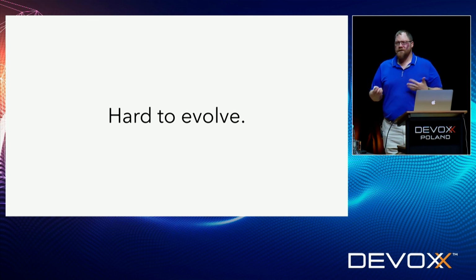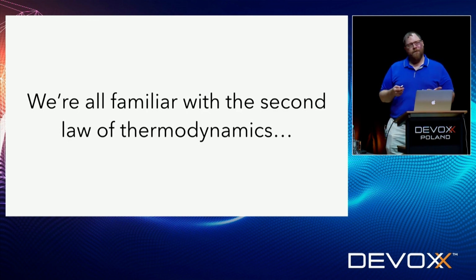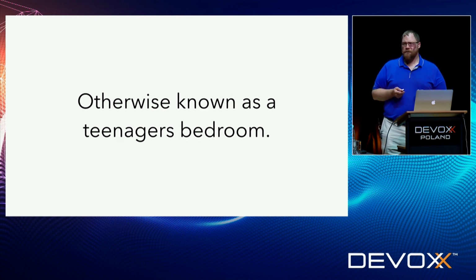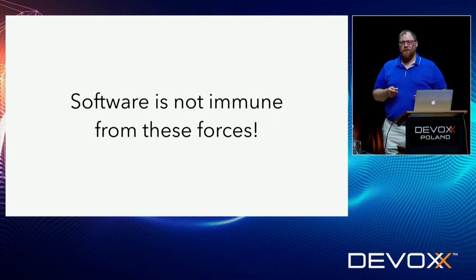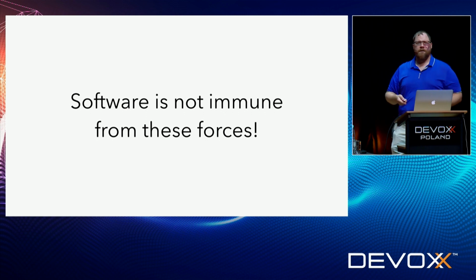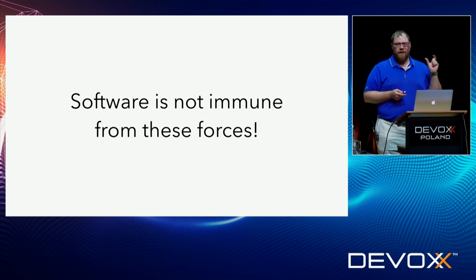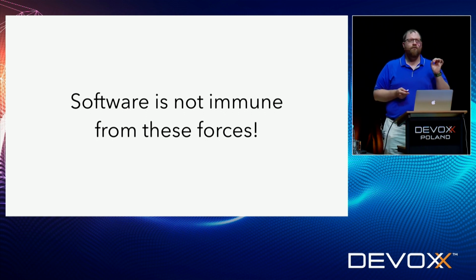Every one of you at some point has learned about the second law of thermodynamics. This is typically referred to in my world as the teenager's bedroom. The universe wants to be disordered. And of course, software is not immune from that. Every one of you at some point started on a project and uttered something along the lines of, this time we're going to do it right. And then 6 months later, you're like, where did we go wrong?